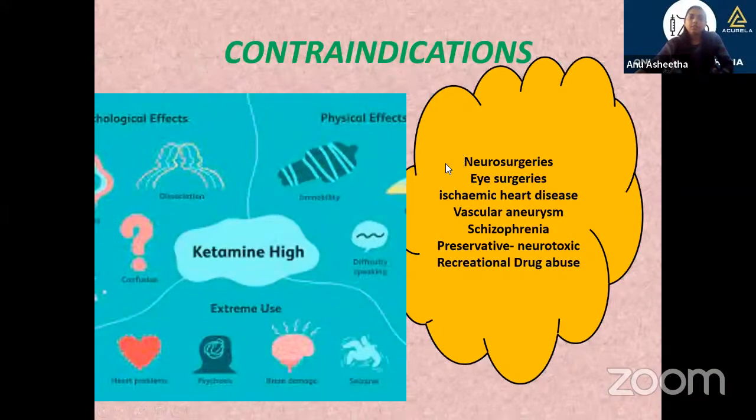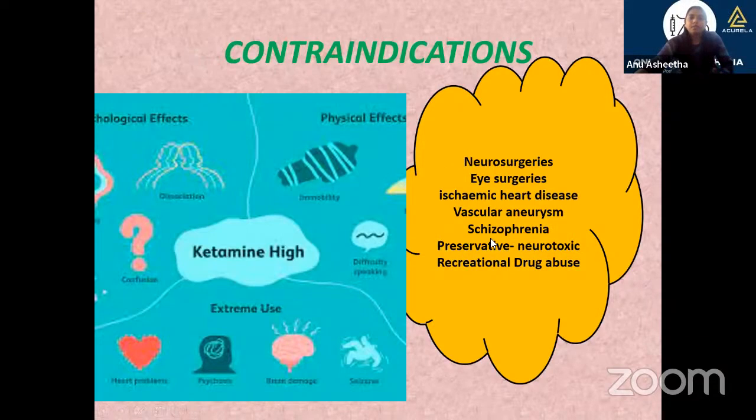Then neurosurgeries, it is mostly contraindicated due to the increased cerebral vasodilatory effect, because they may raise ICT. But if patients are ventilated without any hypocarbia, then ketamine can be used. Studies are there. Then eye surgeries, they raise IOP, so contraindicated. In ischemic heart disease also it's contraindicated due to the tachycardia and hypertension. Then vascular aneurysms also, ketamine is avoided.